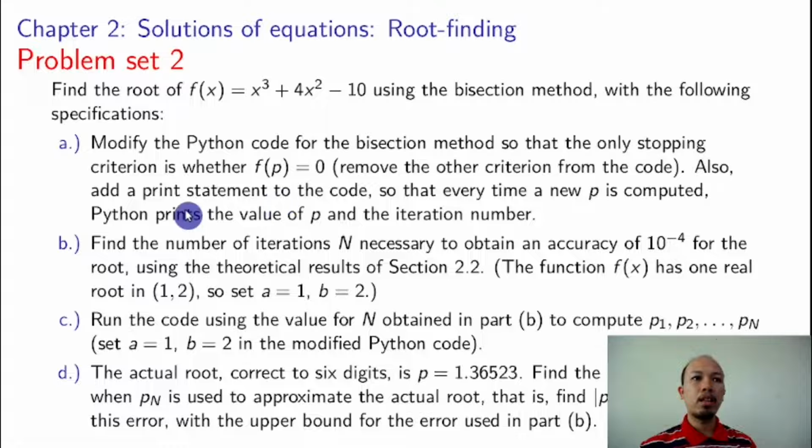and also you have to add a print statement to the code, so that every time a new p is computed, you print it, just like in the Python code for the Fibonacci sequence. I don't know if you forgot. Let's recall that one.